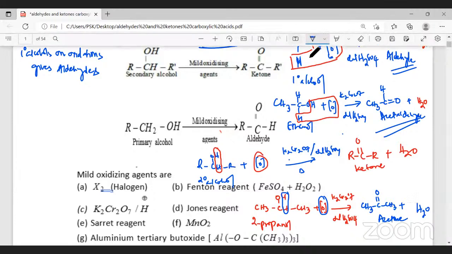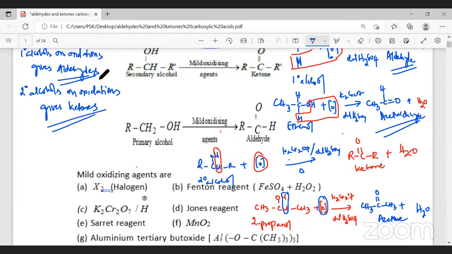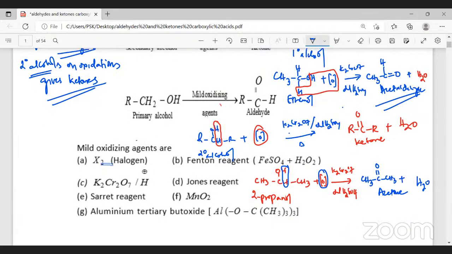Yes, sir. Now, you should remember: secondary alcohols on oxidation give ketones. The reaction is the same. If you take primary alcohols, we get aldehydes, and if you take secondary alcohols, we get ketones. So I've given you the general reaction, and also some specific examples.